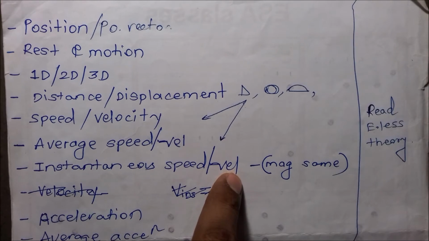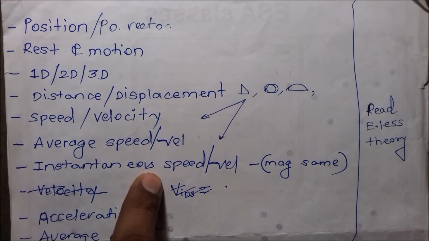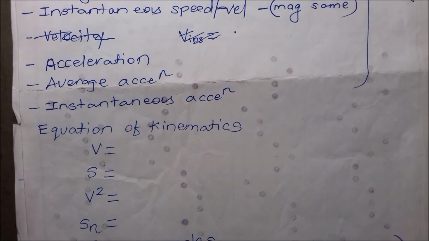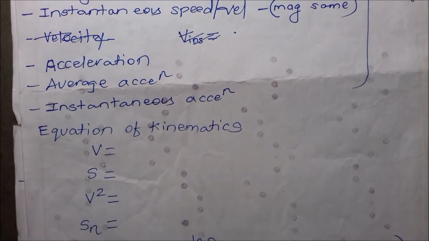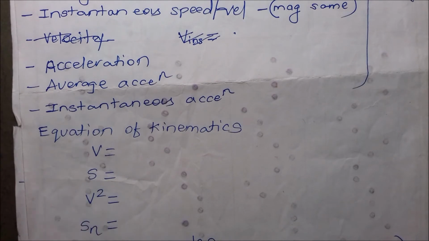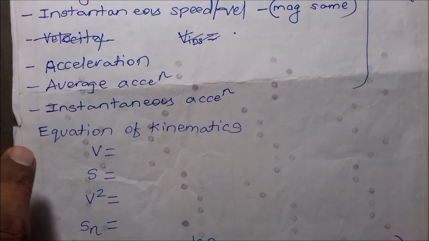Derivative of displacement with respect to time is instantaneous velocity. Acceleration is velocity change upon time. Average acceleration is total velocity change upon total time. Instantaneous acceleration is dv upon dt, derivative of velocity with respect to time.